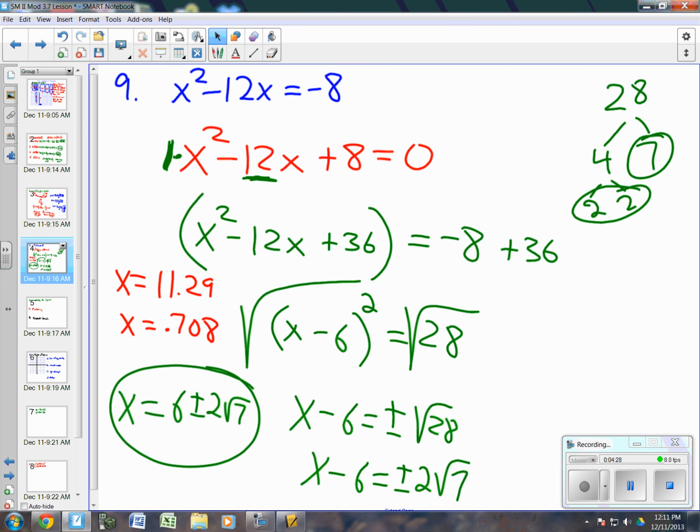Which way do I want it? I want this one right here that still has a square root in it, okay? When we come back from Christmas, we'll learn about irrational numbers more. Okay. That's 9 on your assignment.